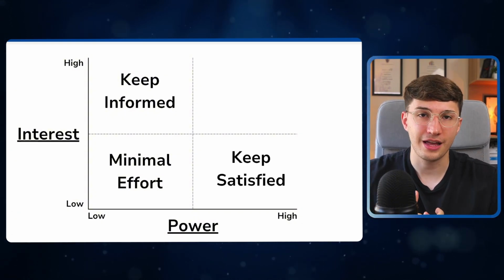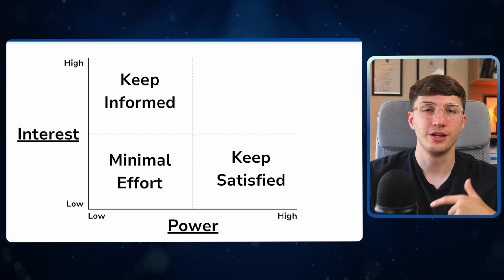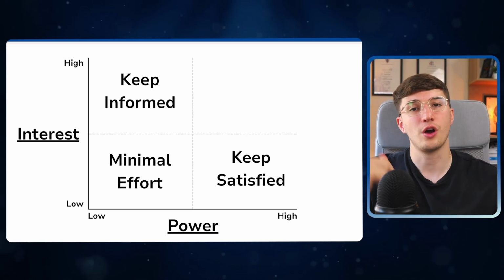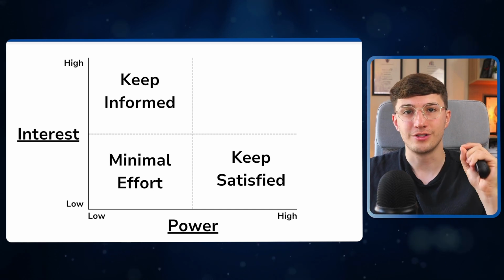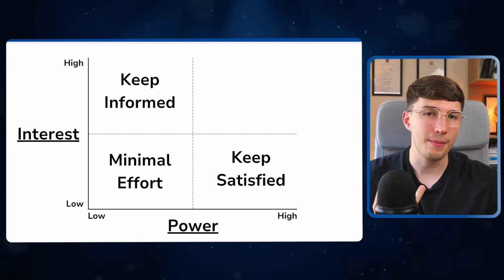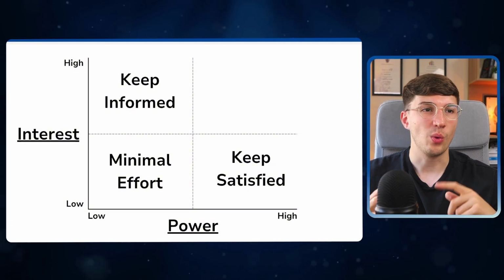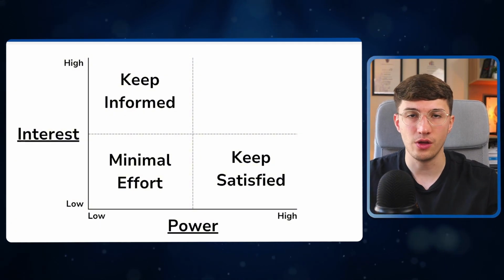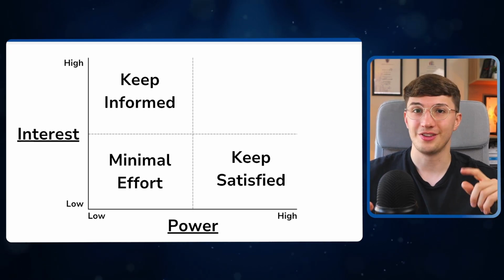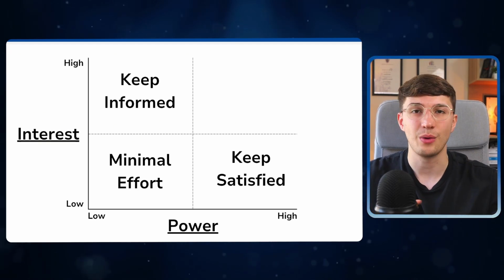Then we have our stakeholders who we want to keep satisfied. These are the stakeholder groups who have a high level of power and influence over our decisions, but they don't really have too much of an interest. So we just want to make sure we keep them satisfied. We're not really annoying them or upsetting them, because at the end of the day, they might have legal authority over us. They might have important resources that we need.